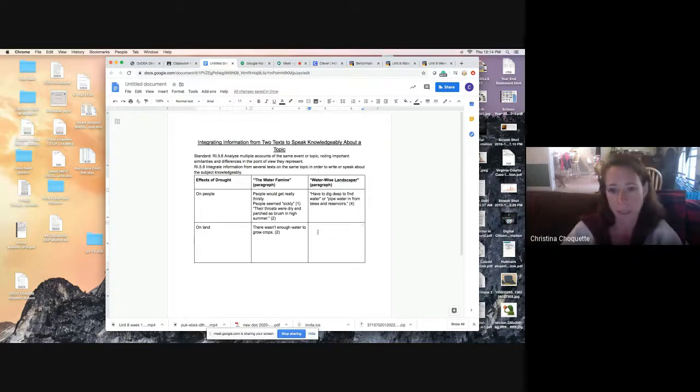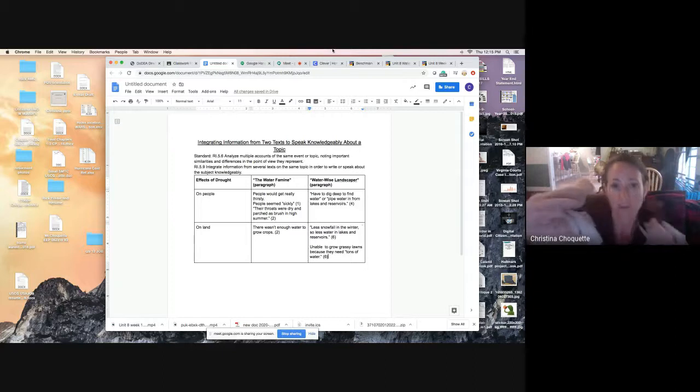All right. From the WaterWise Landscaper, how a drought affects land, the information I'm pulling from this text would be less snowfall in the winter, so less water in lakes and reservoirs. And that came from paragraph 6. I think we looked at that paragraph with our domain-specific vocabulary. And then, let me leave more space. There's another one: unable to grow grassy lawns. We definitely saw that because they need tons of water. And that was in paragraph 6. So those are some information that you can gather on how it affects people and how it affects land.